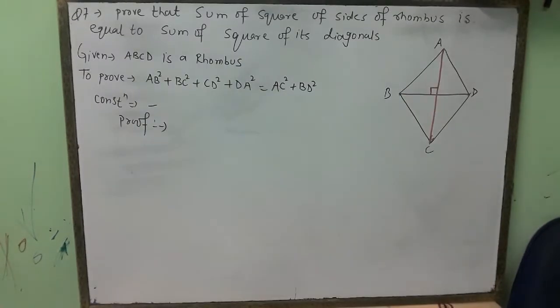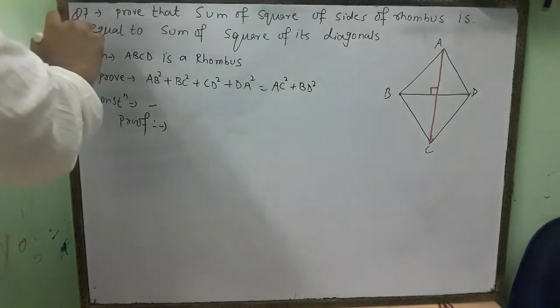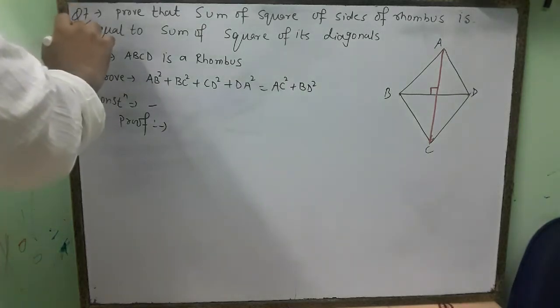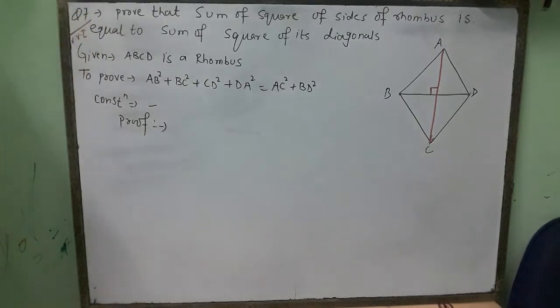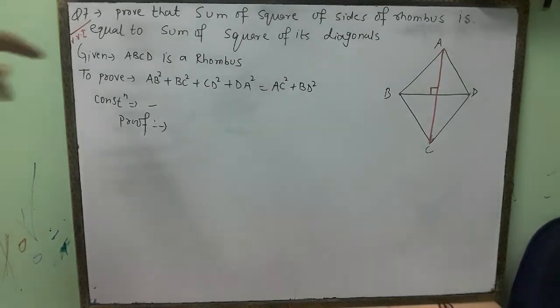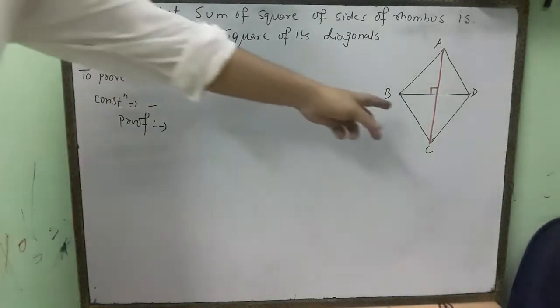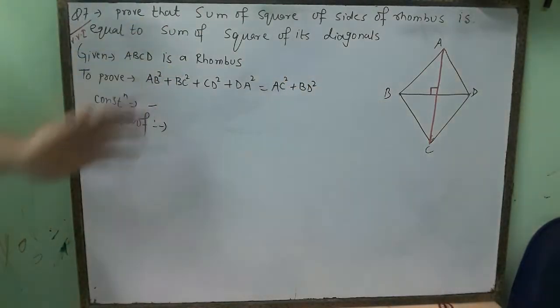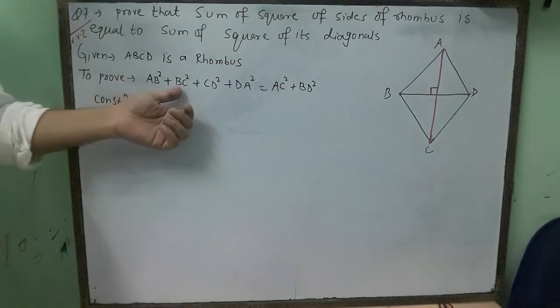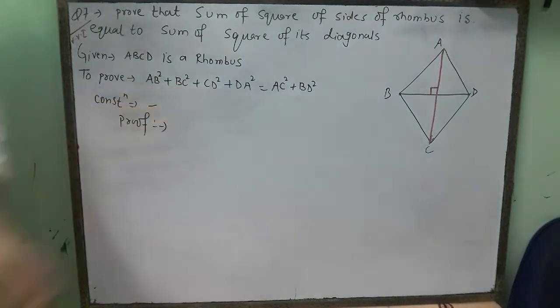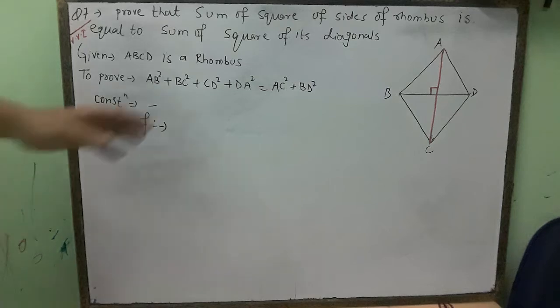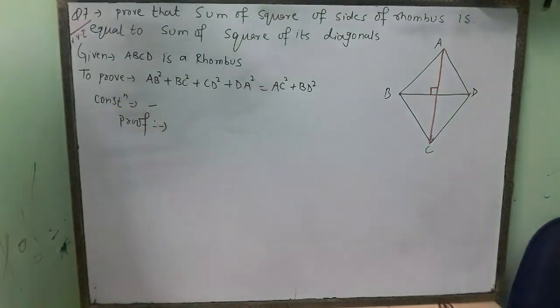So student, this is question number 7. Prove that the sum of the squares of the sides of a rhombus is equal to the sum of the squares of its diagonals. Very important question for examination. I have drawn the figure, ABCD is a rhombus, and AC and BD are its diagonals. We have to prove AB square plus BC square plus CD square plus DA square is equal to AC square plus BD square.